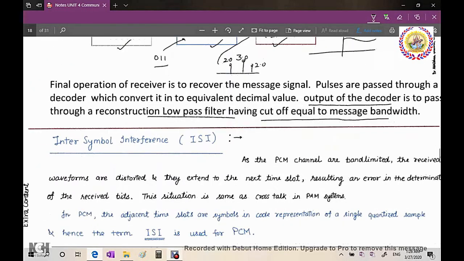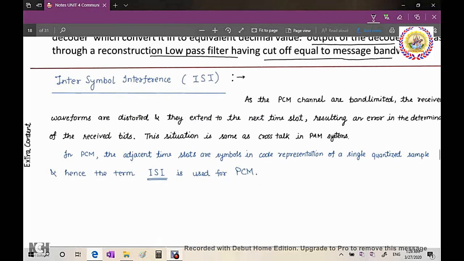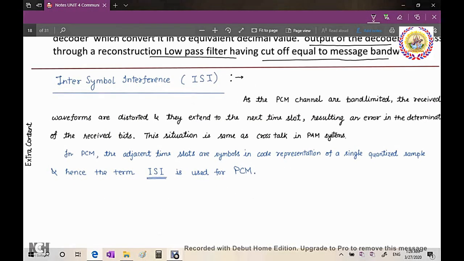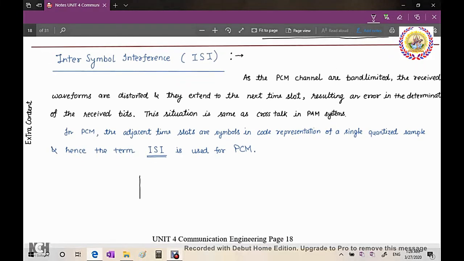Then what is ISI? As I have already told you, our channel is a band limited channel. Band limited means band pass. This is a channel response. Suppose this is f1, this is f2, this is f, this is H(f), the magnitude response. What happens when you are transmitting a rectangular pulse in general?